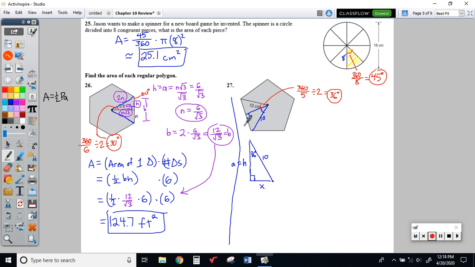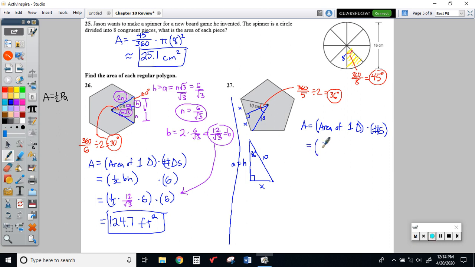Once I know what X is, then I can double that to get the base length to plug into my formula. So the area formula, area of one triangle times the number of triangles. If you prefer to do it the 1/2 PA way, you get the same answer in the end. No problem with that at all.